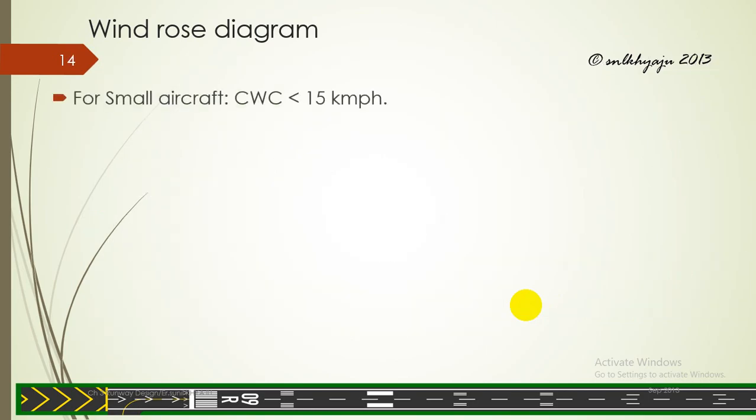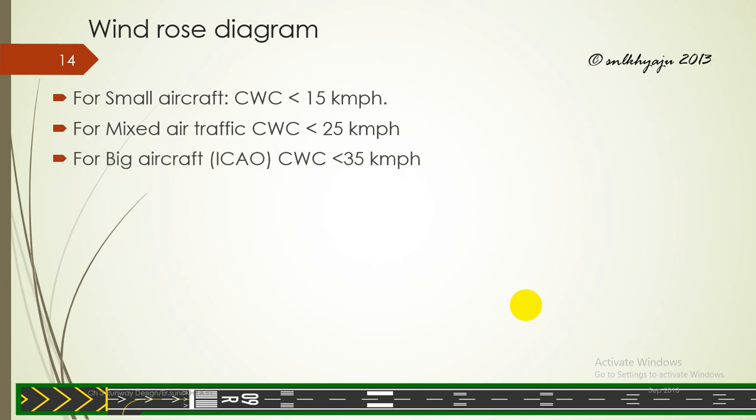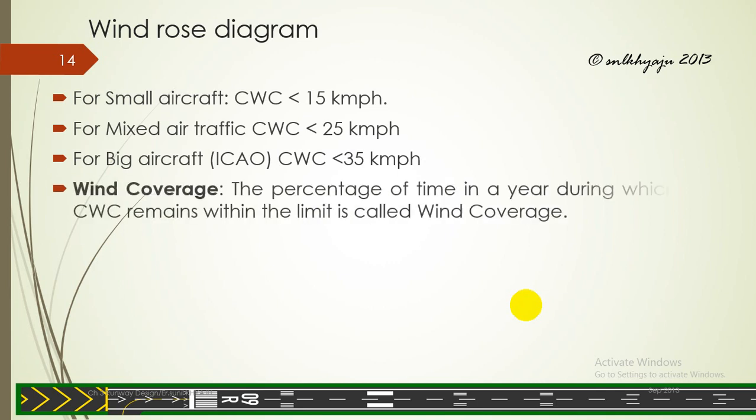The summation of all crosswind components is limited for specific aircraft. For example, for small aircraft, the crosswind component must be less than 15 kilometers per hour. For mixed air traffic, the sum of all crosswind components must be less than 25 kilometers per hour. For big aircraft recommended by ICAO, the crosswind component must be less than 35 kilometers per hour.